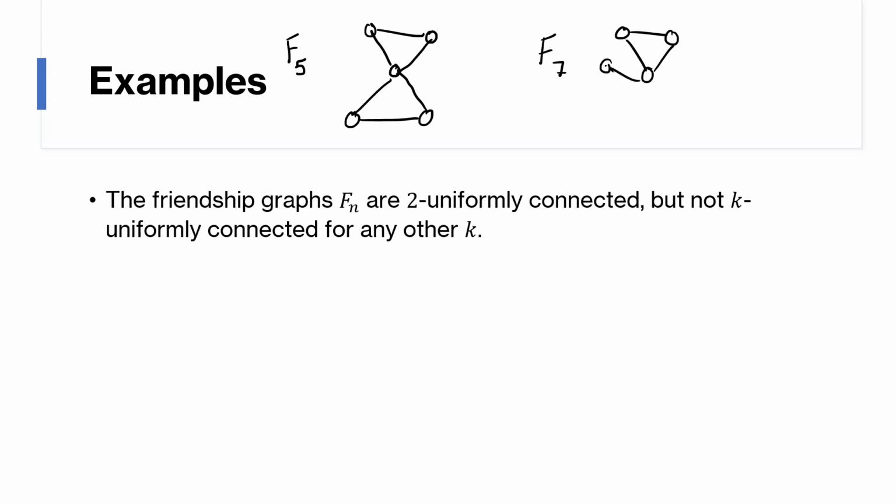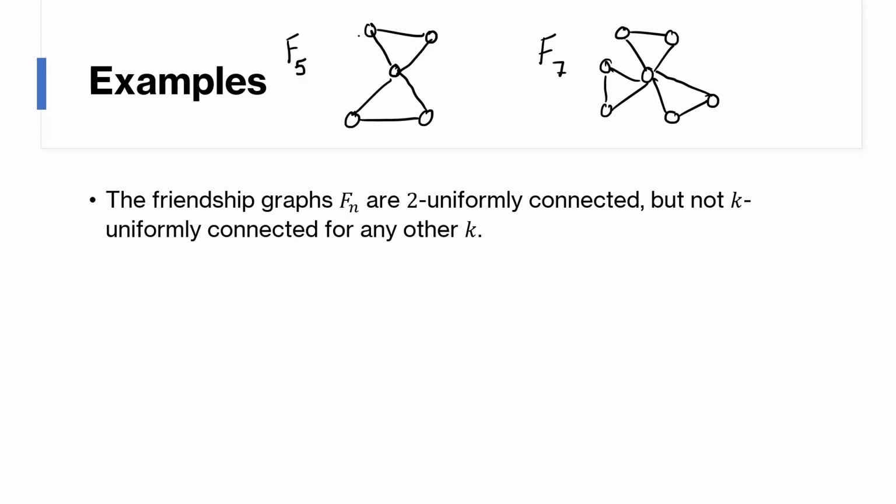Some people call these windmill graphs, but I call them friendship graphs because of a famous theorem called the friendship theorem. Here's F7, and so on. So you take some number of triangles and identify them all at the same vertex. These graphs are special in terms of uniform spectrum because they are 2 uniformly connected, but not k uniformly connected for any other value of k.